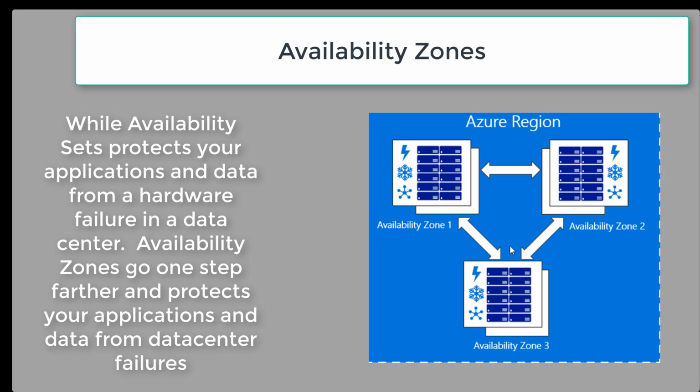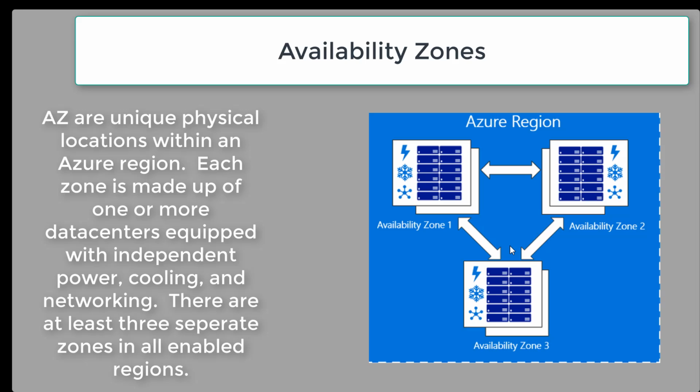Next topic, availability zones. While availability sets protect your applications and data from a hardware failure in a data center, availability zones go one step further and protect your applications and data from data center failures. Availability zones are unique physical locations within an Azure region. Each zone is made up of one or more data centers equipped with independent power, cooling, and networking. There are at least 3 separate zones in all enabled regions.